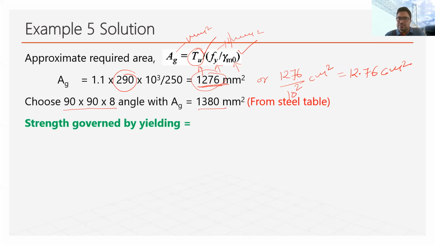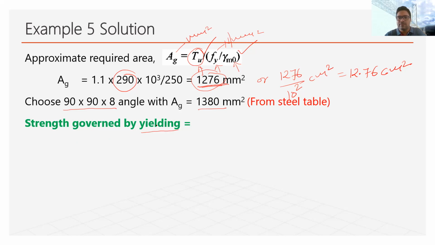The strength of this section can be checked under three aspects. One is under yielding, the second is under rupture, and the third one is under block shear. So first we will see the strength governed by yielding.